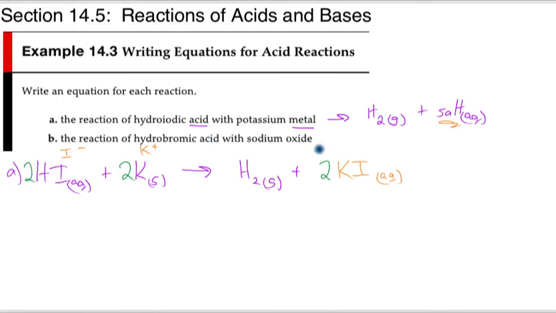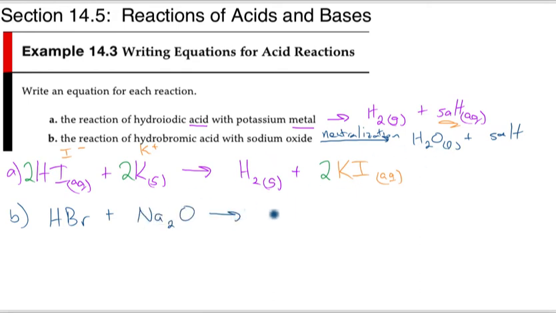In the second one here, it's not necessarily obvious what's going on, but it's going to be a neutralization reaction. For a neutralization reaction, what happens? Water is produced, and then guess what? A salt. Let me write these out. So hydrobromic acid, that's one we saw a second ago. Right? It's a cousin of the hydroiodic acid. Sodium oxide, it has this formula.